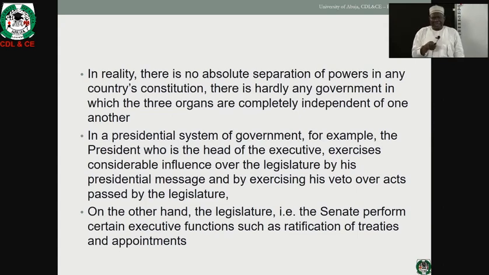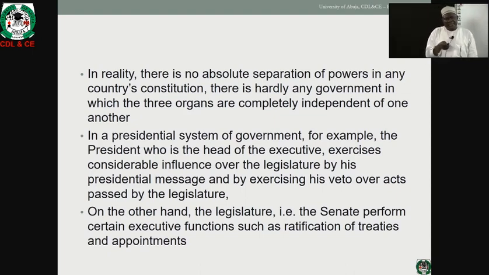At the same time, the legislature also requires the cooperation of the president, especially when it comes to the issue of funds. The executive controls the funds because the Minister of Finance or the Office of the Accountant General is under the executive. The legislature needs money to perform their duties well, so they also need the cooperation and support of Mr. President, who is the head of the executive. The same thing, the judiciary also lobbies the legislature when it comes to the issue of appointment.